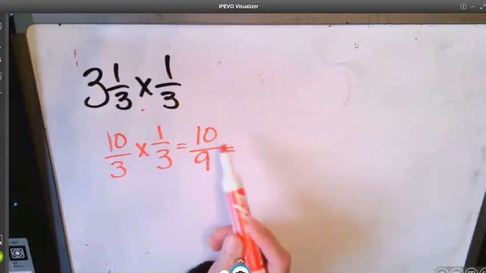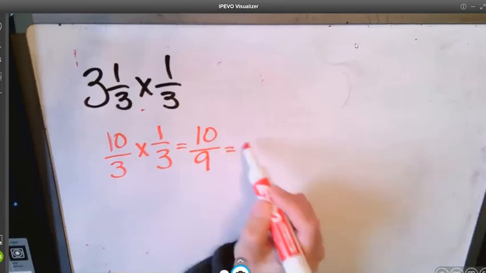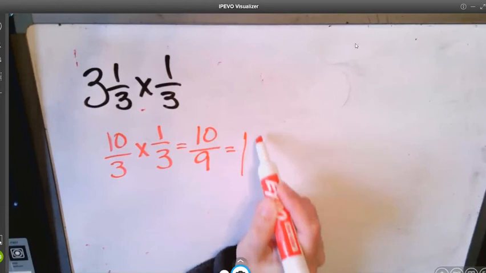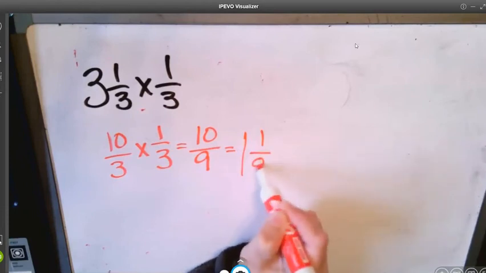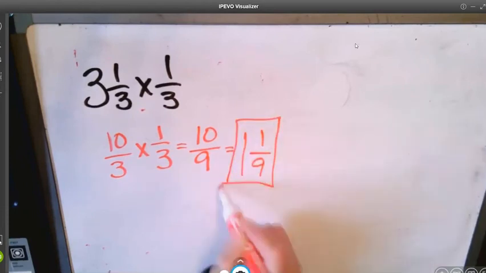So we're going to need to divide 10 divided by 9. And my answer would be 1 with a remainder of 1/9. That's the answer.